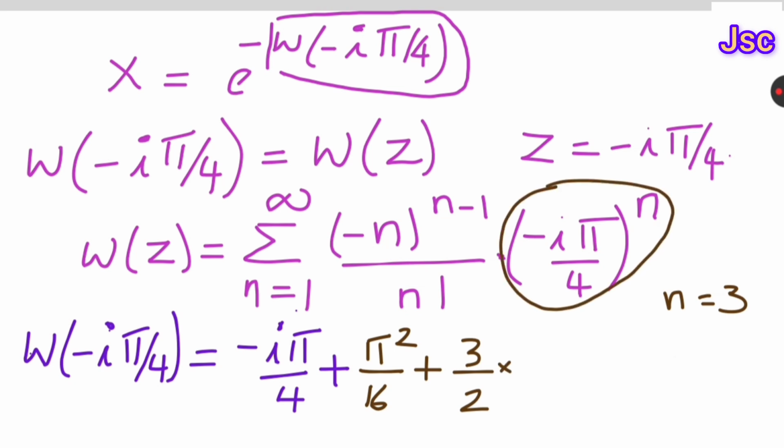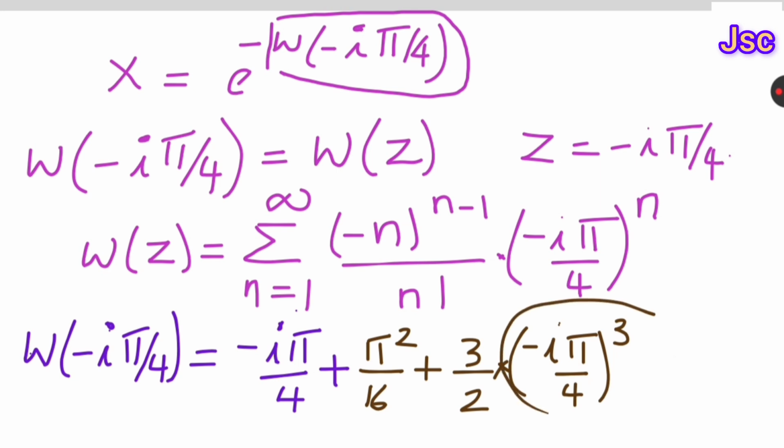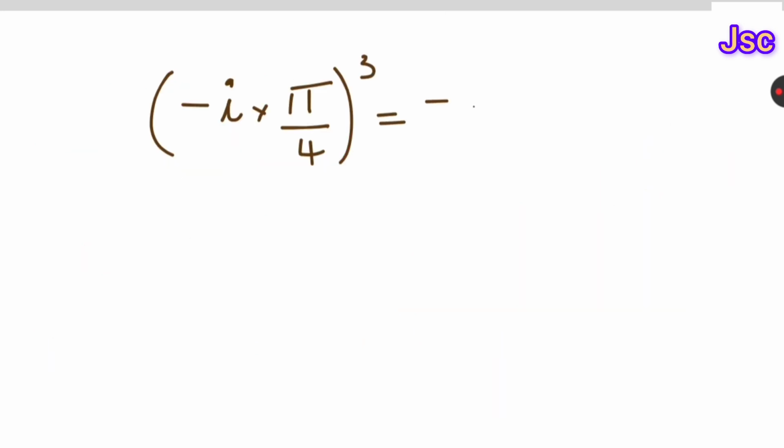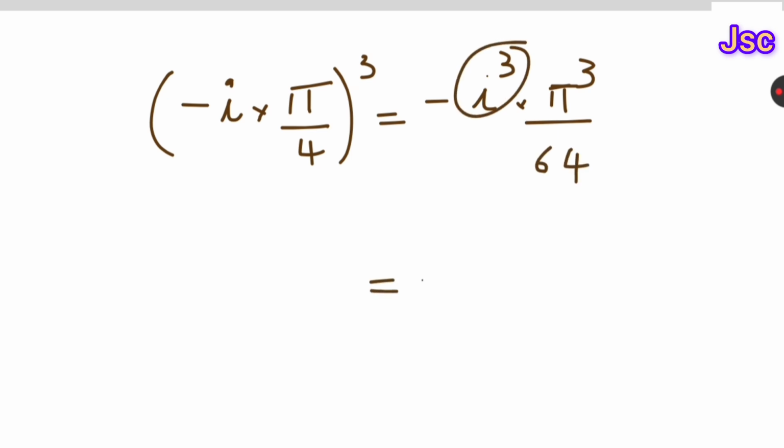Let's substitute n as 3: (-i pi/4)^3. Only simplify this part. After splitting this, you will get -i^3 times (pi/4)^3. So 4 raised to the power of 3 is nothing but 64. Just write 64 here. And i^3 is -i^2 times i, and we know that i^2 is -1. Just write -1 times i, times pi^3 over 64.